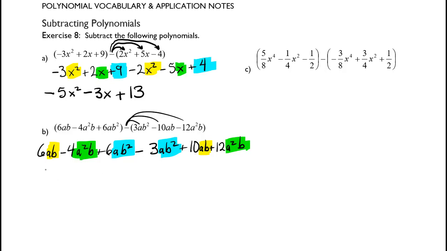6ab plus 10ab is 16ab. Negative 4a squared b plus 12a squared b gives me 8a squared b. 6ab squared minus 3ab squared gives me 3ab squared. And I'm done.